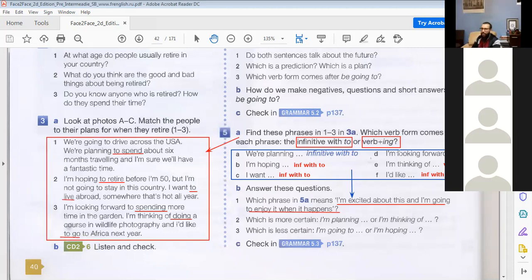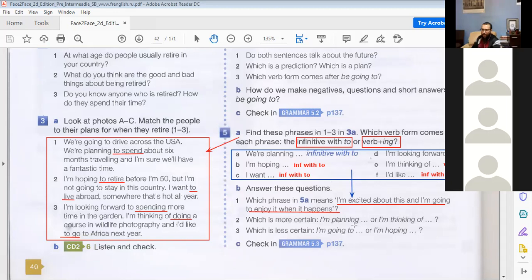I'm thinking of, you know, you're still thinking about it. You're still thinking. For sure. Yeah, you're not sure. Exactly right. That's it. Okay, so I'm planning is the right answer.